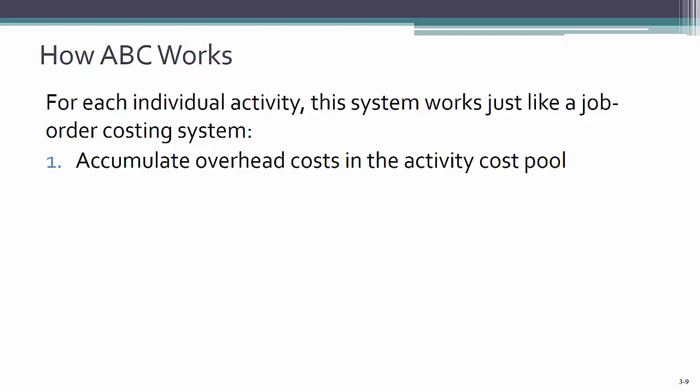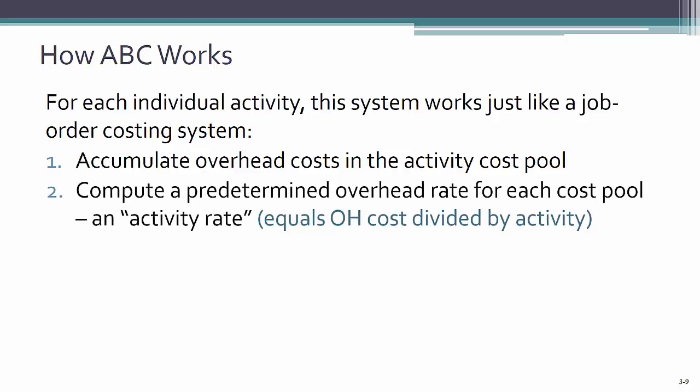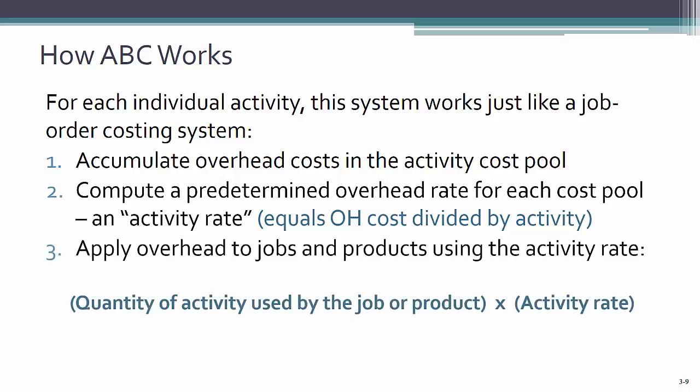Taking each activity in isolation, this system then works exactly like the job order costing system we discussed in a previous video. We first accumulate our overhead costs for each pool. We then compute a predetermined overhead rate for each activity equal to overhead costs divided by activity. And finally, we apply overhead costs to jobs and products based on the amount of activity consumed by the job or the product.